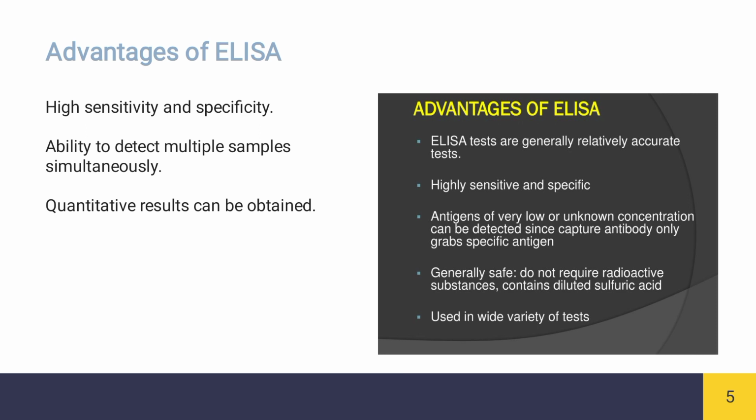What are the advantages of ELISA? The advantages of ELISA are that it has high sensitivity and specificity. It has the ability to detect multiple samples simultaneously, and it can obtain quantitative results. ELISA tests are generally relatively accurate tests. They are highly sensitive and specific.